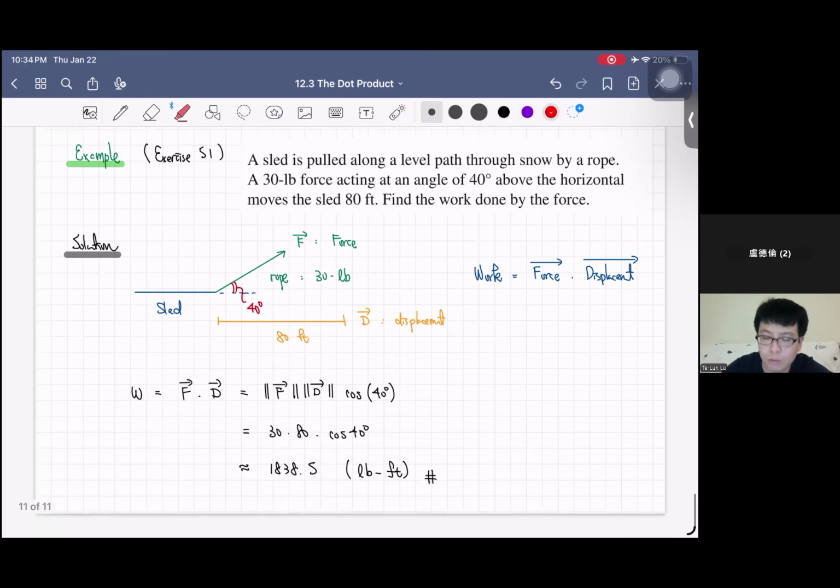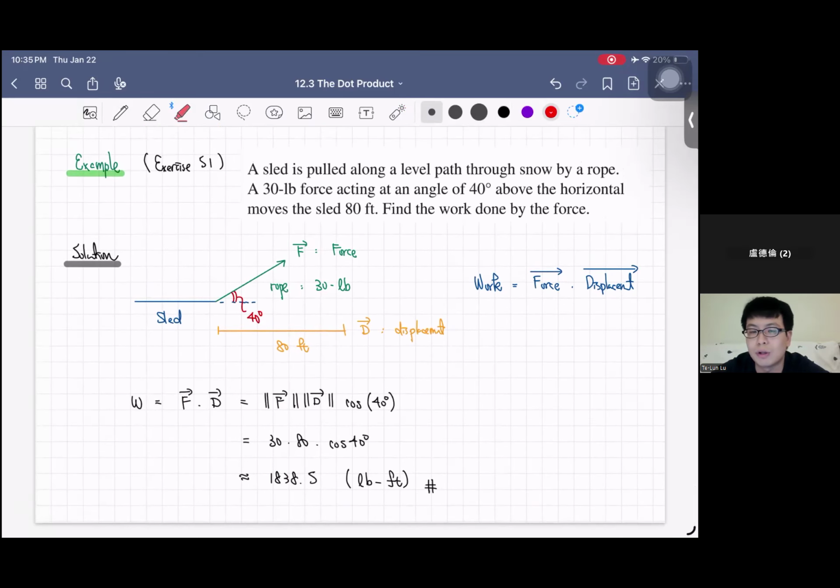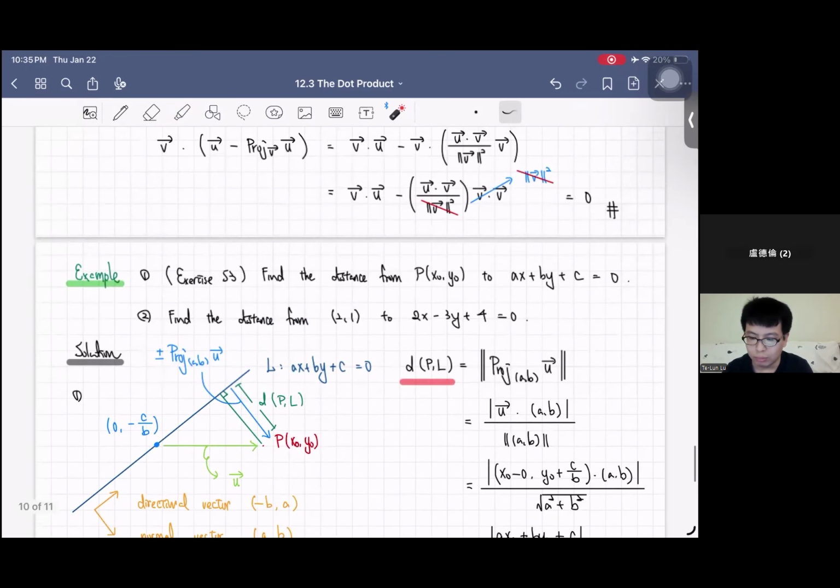And lastly, we see how work is defined. Work is defined to be the dot product between force and displacement. It is a scalar. And we calculated an example from our textbook. W is equal to F dot D. And the total work that the force has done on the sled is 1838.5 pound-feet. Right. So that'll be all.